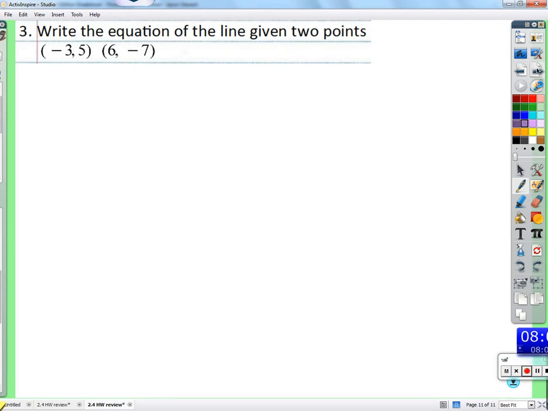Points. We got those 2 points. We're going to find the slope. Y2 minus y1 over x2 minus x1. I'm going to do 5 minus negative 7. I did that and that. I'm going to go negative 3 minus 6. That's 5 plus 7. That's 12. Negative 3 minus 6. That's negative 9. That's negative 4/3. That's our slope.